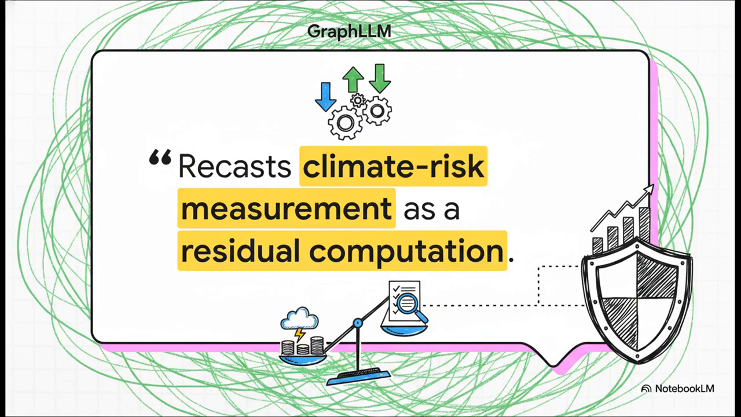The authors of the paper honestly say it best. Graph LLM, quote, recasts climate risk measurement as a residual computation rather than a parallel scoring exercise. We are moving completely out of the era of just grading a bank's PR posture. We're entering an era of computing their actual verifiable vulnerabilities using hard data. It's a total paradigm shift for financial accountability.